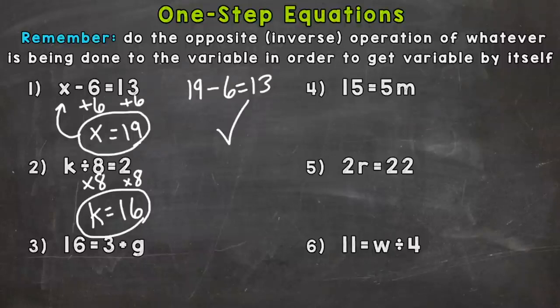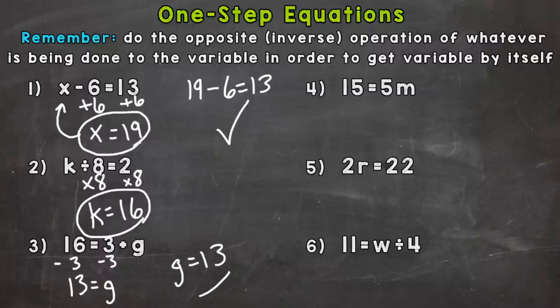So we're adding 3 to g. So we need to do the opposite to that side to get g by itself. So we need to subtract 3 and we need to do it to both sides. So we get g equals 13. And I always like to rewrite with the variable first, g equals 13. And let's double check. Does 3 plus 13 equal 16? Yes, so we have the correct answer for the variable.